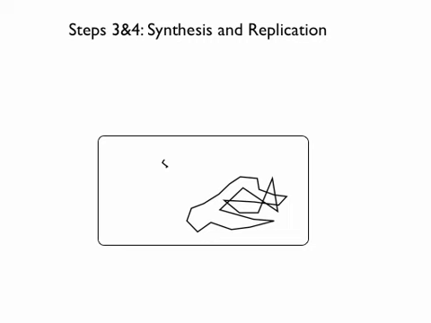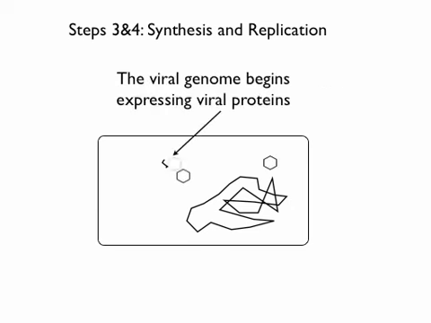So synthesis and replication is steps 3 and 4. Steps 3 and 4 are not very well divided. They both sort of happen at the same time. And what happens with synthesis and replication? Well, the first thing that happens is the bacteriophage DNA takes over the cell. And it says to the cell, hey, you shouldn't be making those bacterial proteins. You should be making viral proteins, because viral proteins are awesome. And so the cell says, okay, and it starts making some viral proteins.